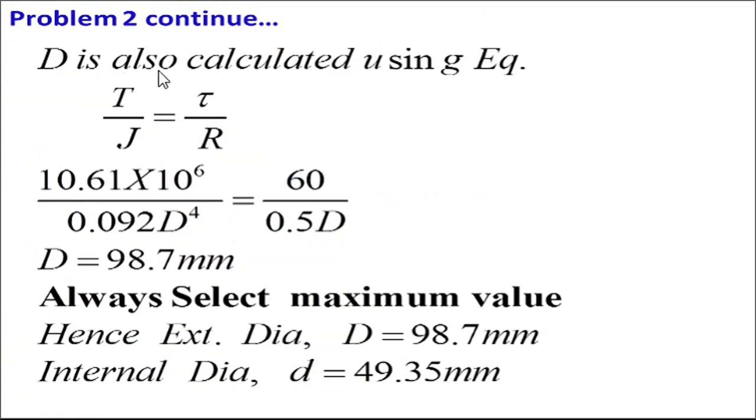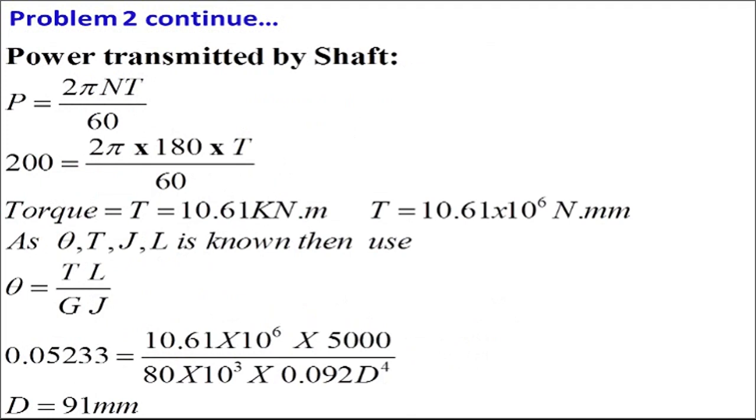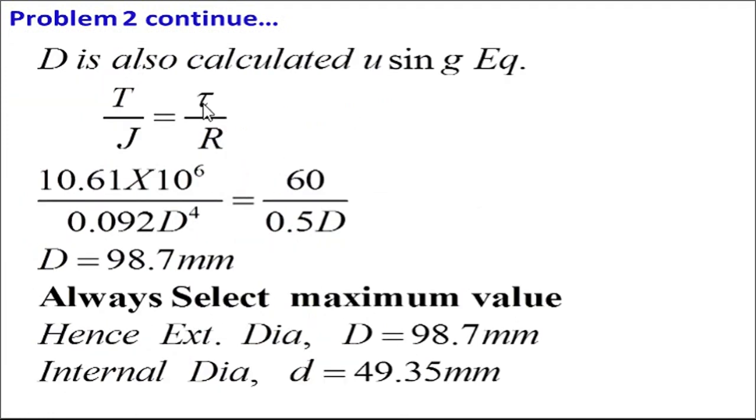Okay, so d can also be calculated by using another relation, that is T by J is equal to tau by R, because here tau and R both are known. When tau and R are known, you can calculate d by using this formula T by J equals tau by R, and then you will get d 98.7. In the torsion equation we have T by J equals tau by R equals G theta by L. So by using T by J equals G theta by L we got d 91 mm, and using the second relation tau by R, when tau is known, then you have to use this, otherwise no need to use this. First value is sufficient. Here tau is given, so calculate this d, 98.7.